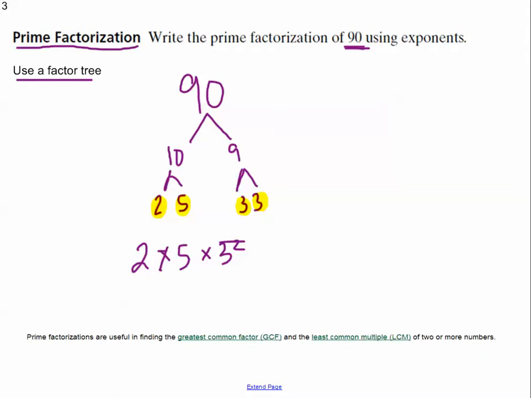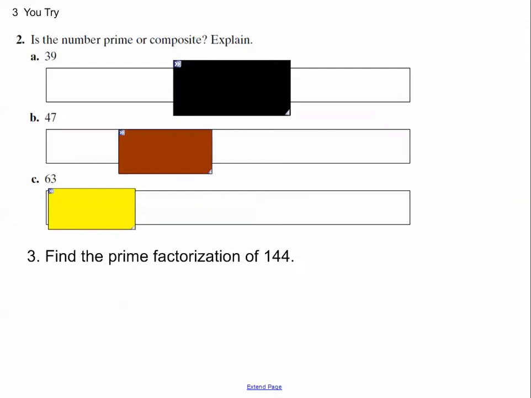Now I have a couple of problems that I'd like for you to try on your own. So you're going to tell me, is 39, 47, and 63, are those prime or composite numbers? And you have to tell me why. And then you're also going to find the prime factorization for 144. So go ahead and hit pause on your video and I'll be back with answers.